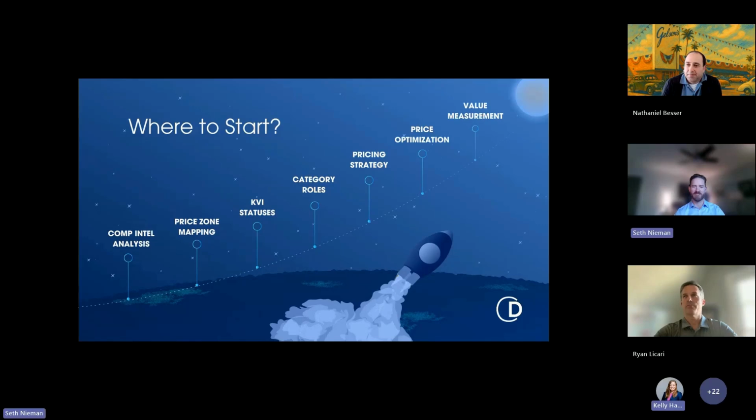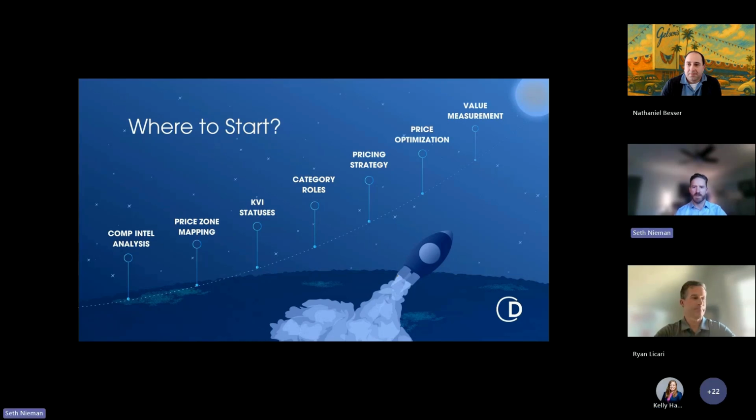Hey guys, before we move on to the next slide, I'm wondering if you can unpack the second step in the process, price zone mapping. Got a question in, curious about if there are more than one price zone selected, and what factors lead to the selection of those price zones.